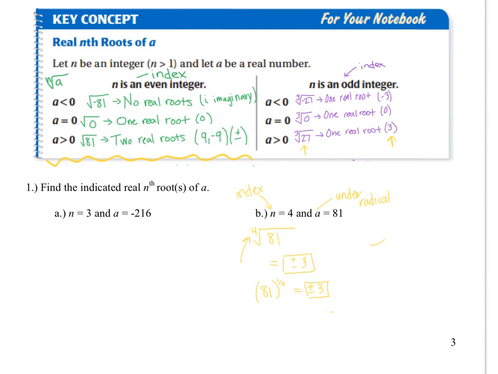So you guys try letter A. I'm going to flip over and try some on the next page.